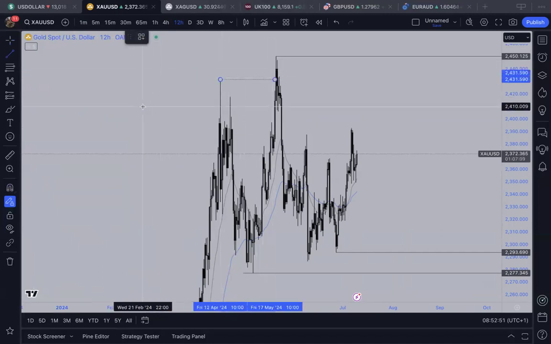So on the 12-hour, we ran this and then pretty much died off. We didn't break structure. We did not break structure.